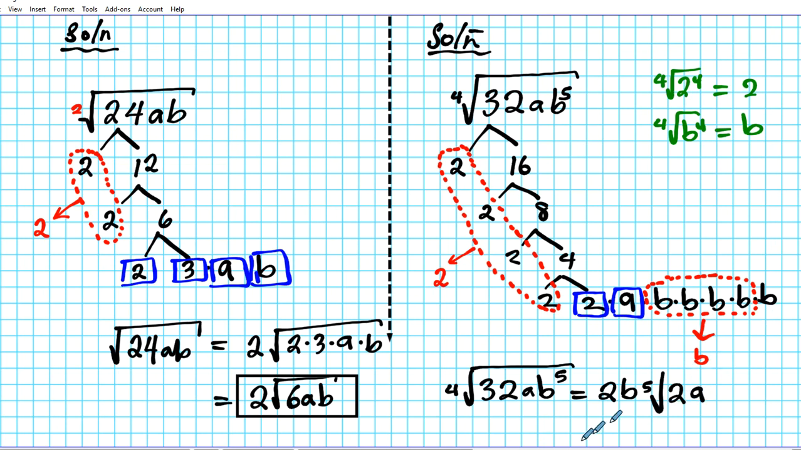And oh, we also have a b here. Let's not forget that. This b is by itself. There are not 4 of them, so it can't break out. So the b stays behind. So we have 2b times the fourth root of 2ab as the answer to question number 2.